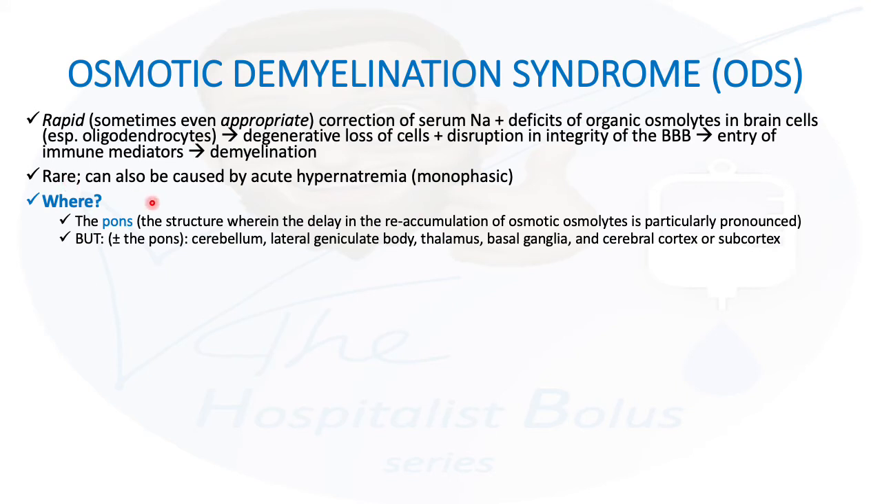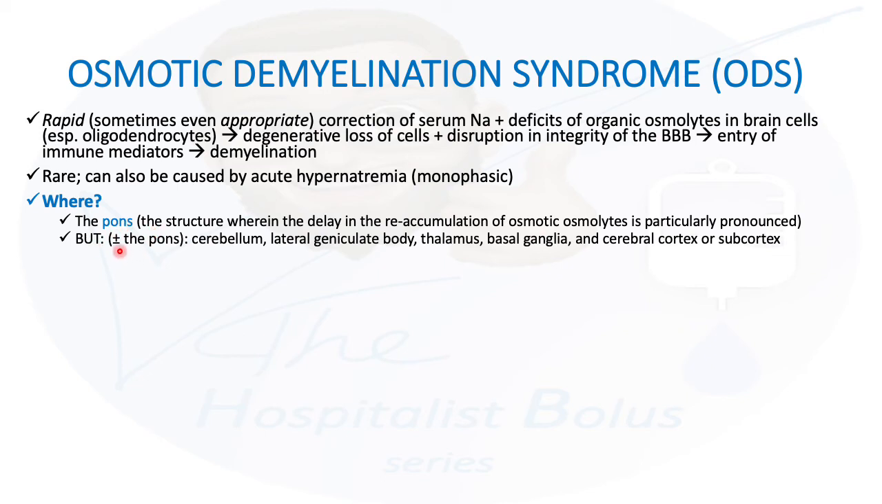So where does this happen? It can happen anywhere in the brain, but classically it happens in the pons, and that's why it used to be called the central pontine demyelination, but it's not the case anymore. Theoretically, pons used to be or maybe still the structure wherein the delay in the reaccumulation of osmolytes is particularly pronounced, meaning this is the part of the brain where the adaptation mechanisms happen the most.